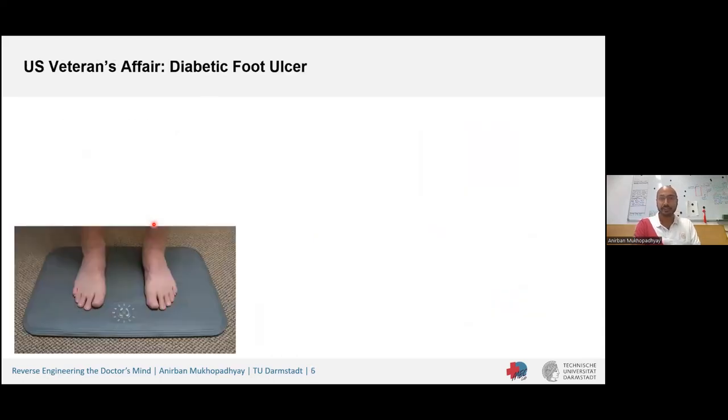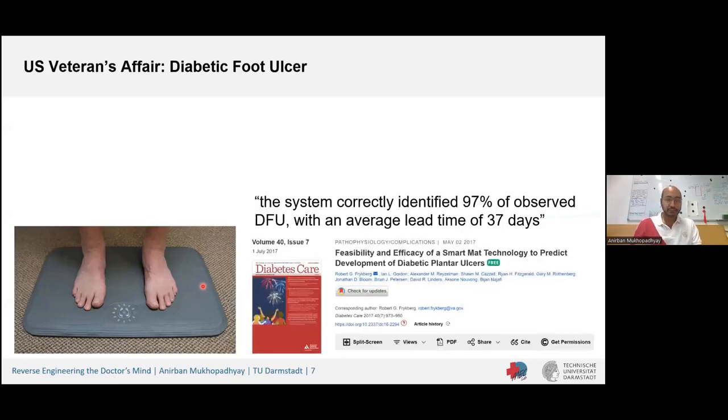And this comes from the US Veterans Affairs diabetic foot ulcer framework. So what happened there is that diabetic foot ulcer is a problem that leads to amputation of the extremities. And that's really a major concern if you are not detecting this early. So this particular company, Podimetric, I don't have any association with them. I'm just using their example.